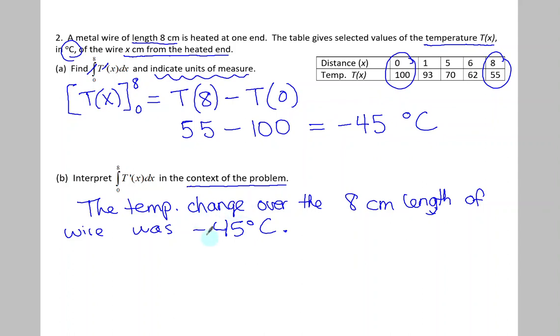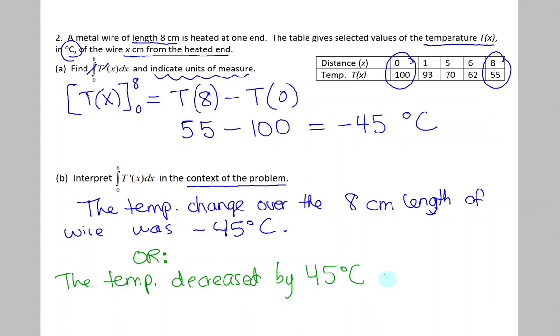Now, because the change is negative, another way that we could say this is that the temperature decreased by 45 degrees Celsius. So we can say the temperature decreased by 45 degrees Celsius over the 8 centimeter length of wire.